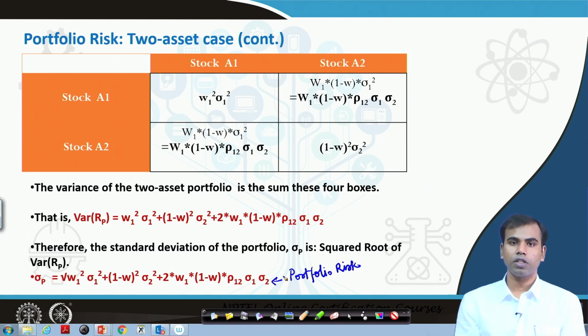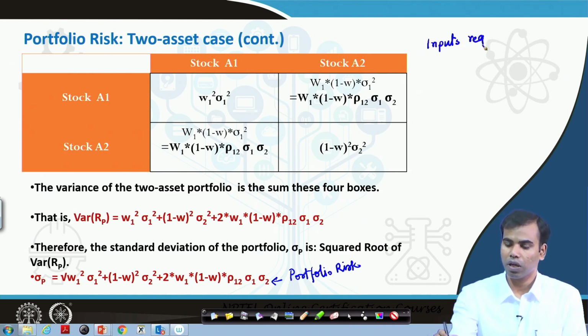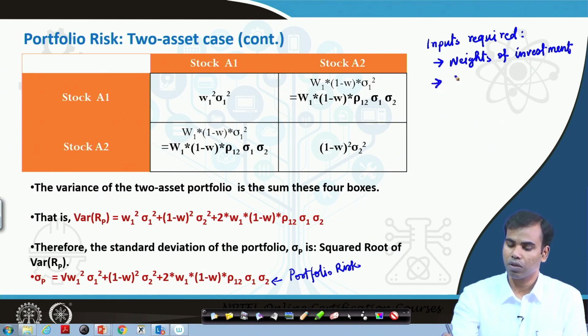So, when we calculate the sigma of the portfolio using its components, the inputs that we need to calculate the risk of the portfolio are basically the weights assigned to each of the investments, and we need to understand sigma, or the risk, of the returns on each investment.